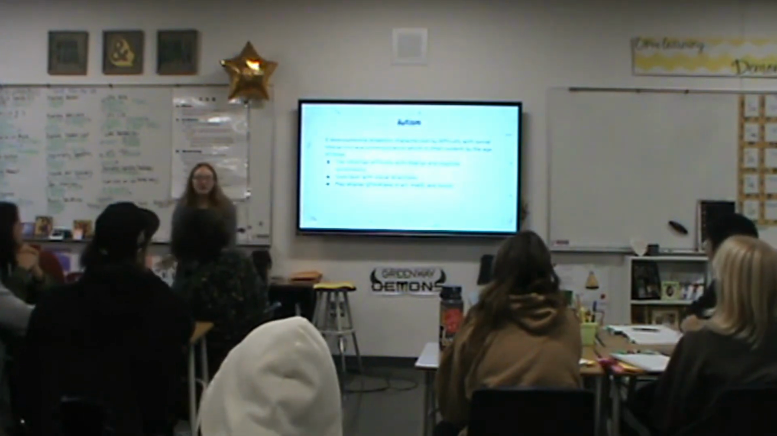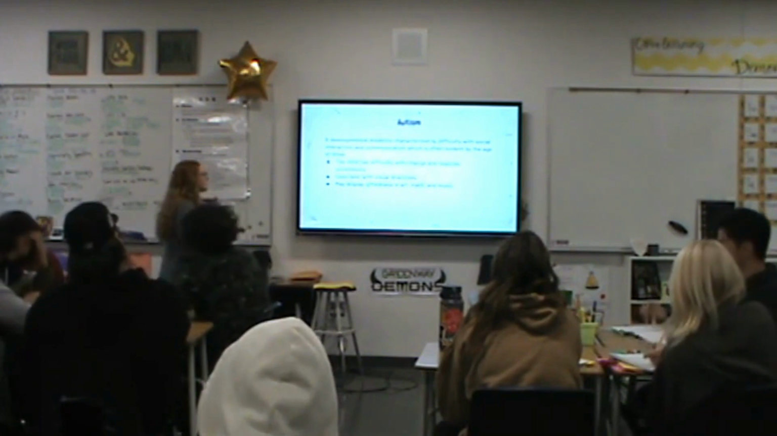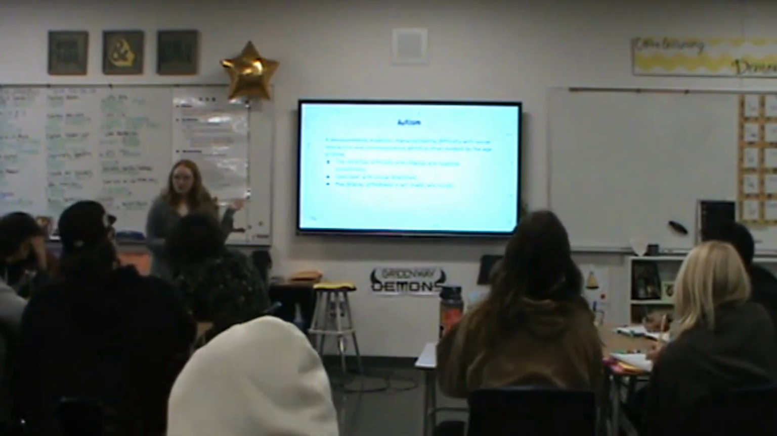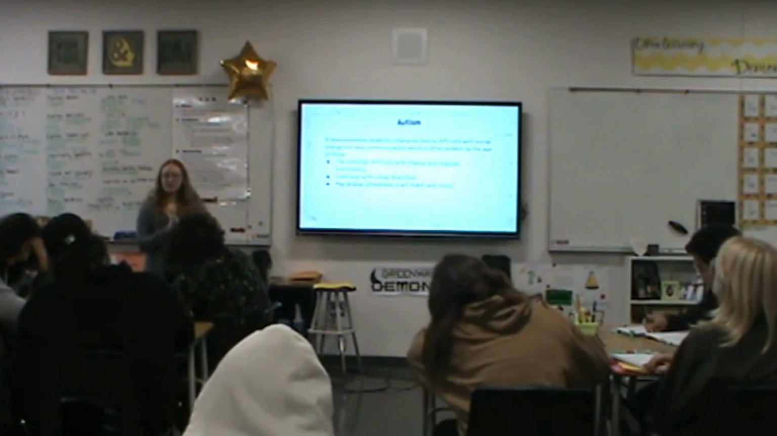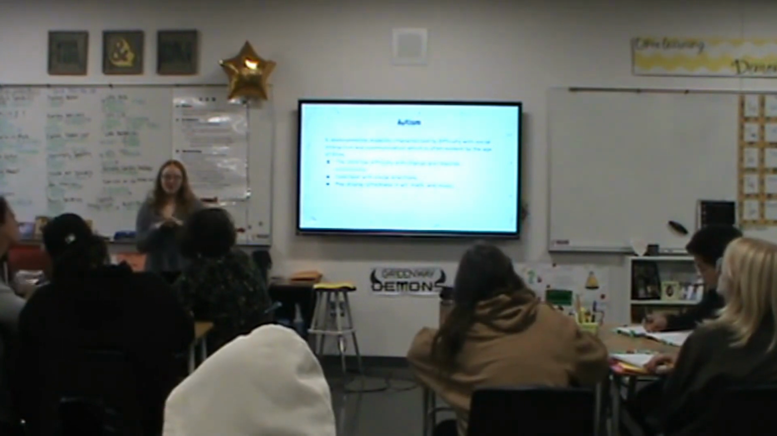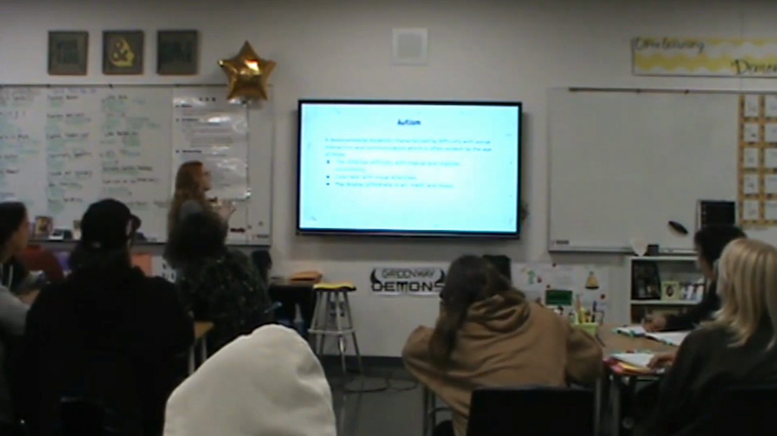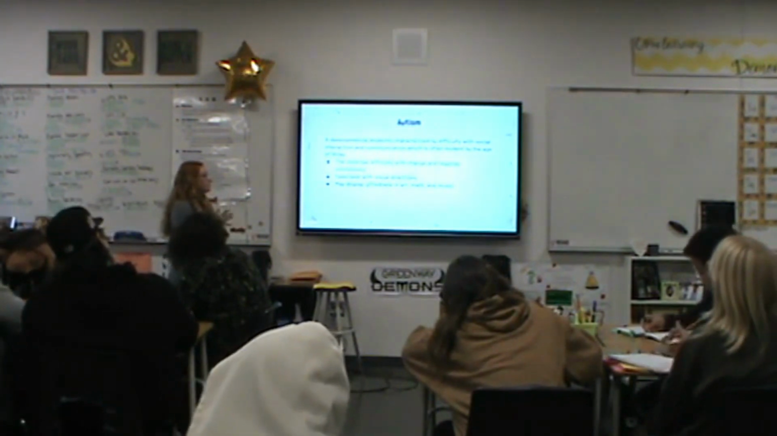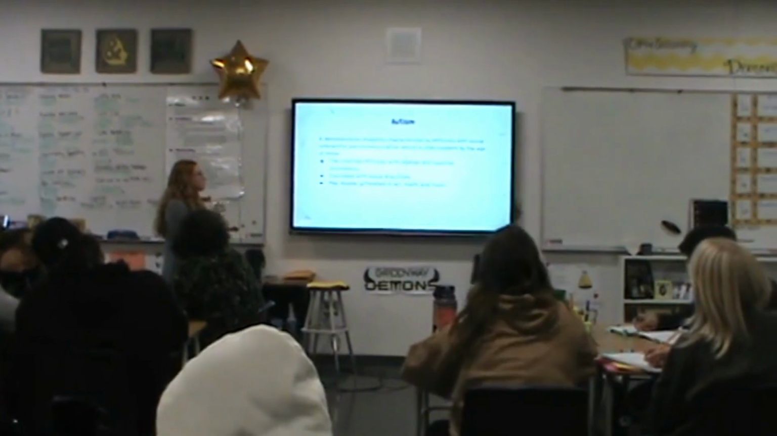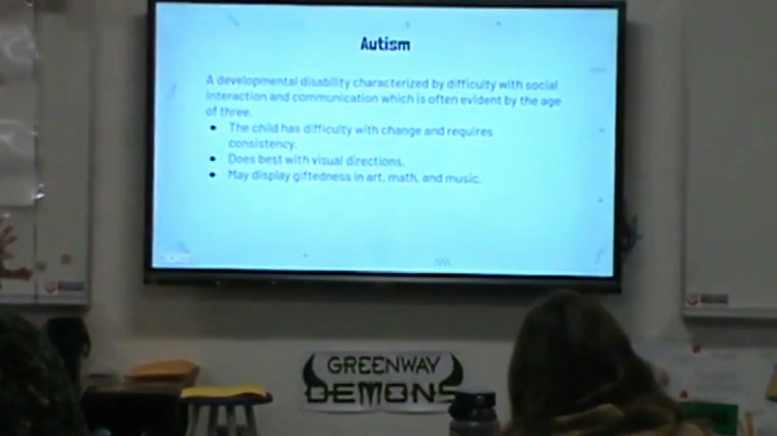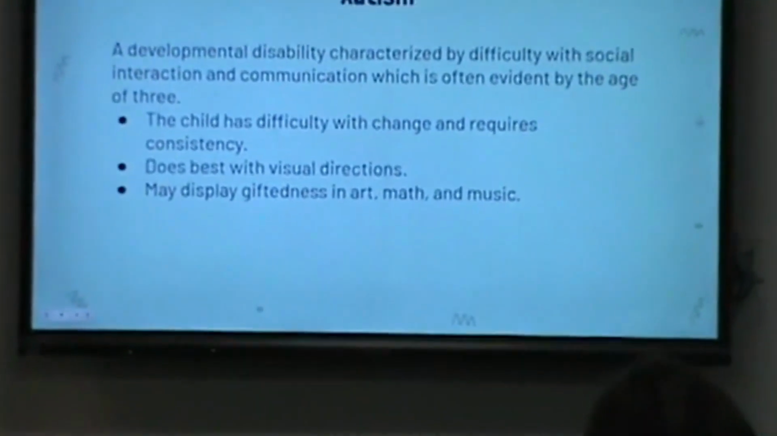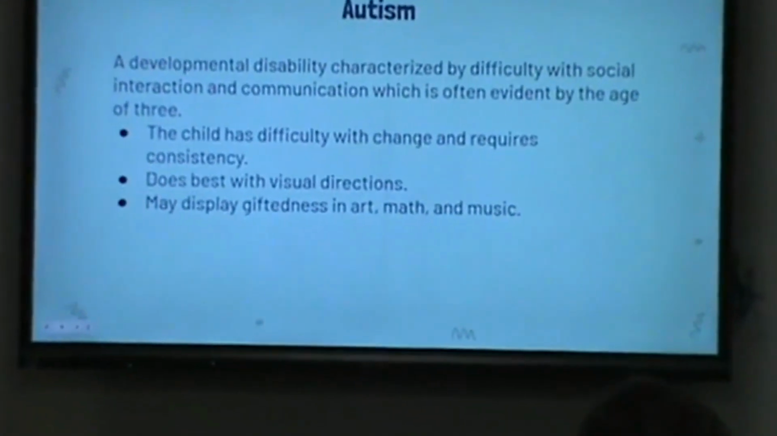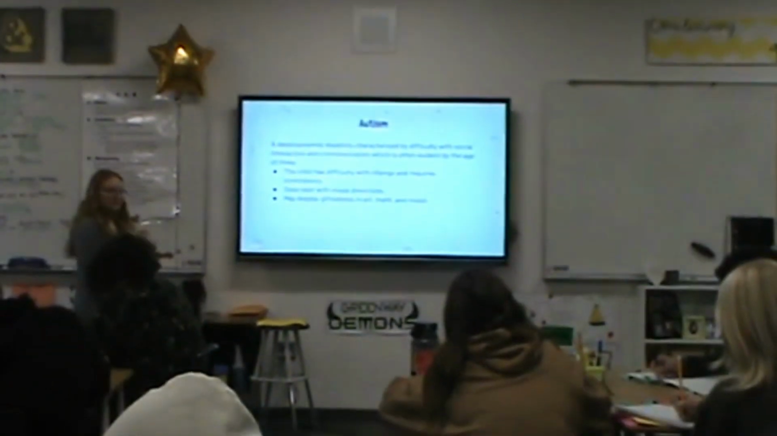Okay, so you guys are going to be taking notes on this. So one is going to be about autism. Make sure you guys are asking questions too if you don't understand. So autism is a developmental disability characterized by difficulty with social interaction and communication, which is often evident by the age of 3. The child has difficulty with change in requirements consistency.